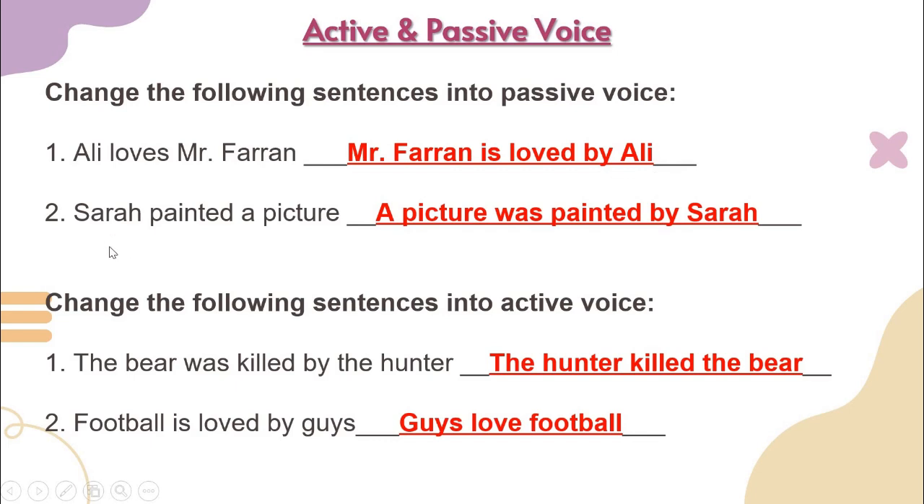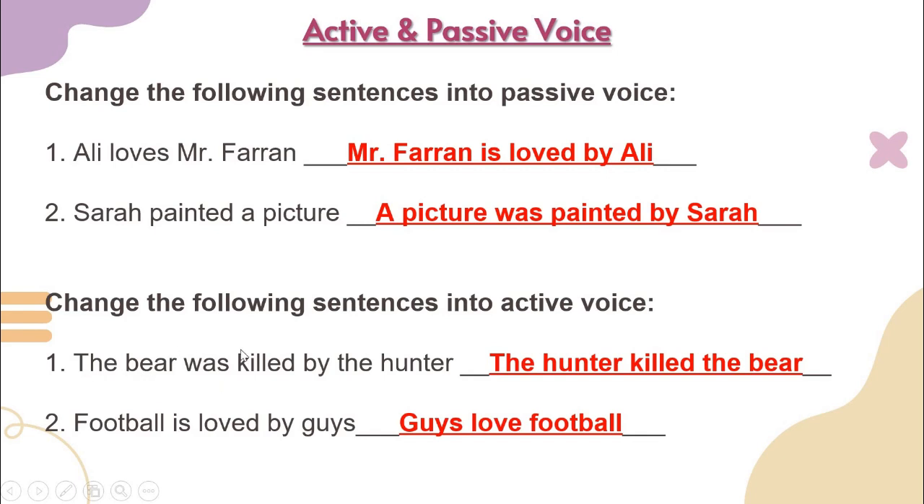Look at the second example. Sarah painted the picture. Again, we're going to start with the object, a picture. Now here you have painted in the past tense. So again, a picture was painted by Sarah. And here, guys, for the second part, we do the opposite. Here we have to change the passive voice into the active voice.